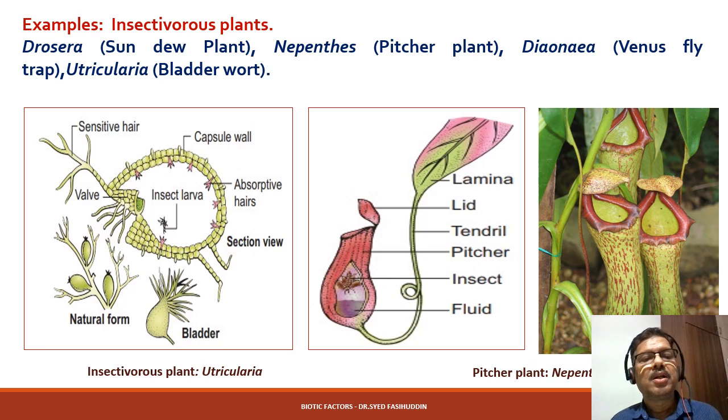Examples: plants like Drosera, that is sundew, Nepenthes, that is the pitcher plant, Venus flytrap, Utricularia, and others. These are the predators which consume insects and other small animals for their food as a source of nitrogen. They are also called insectivorous plants.